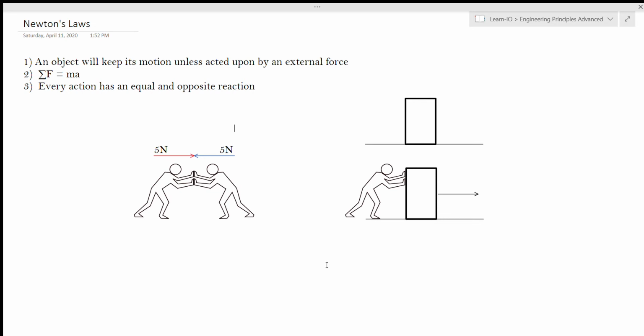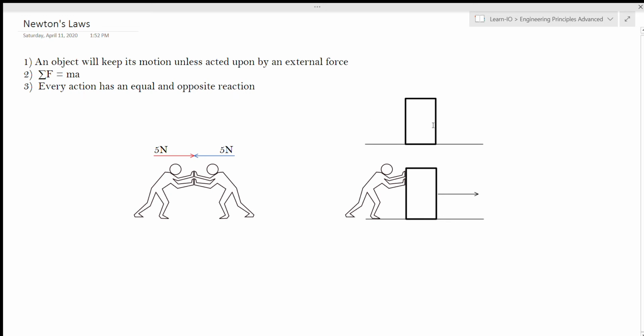So his first law is that an object will keep its motion unless acted upon by an external force. So this makes a lot of sense to us logically, and in fact all three of these should make a lot of sense to us logically because we see them in action every single day.